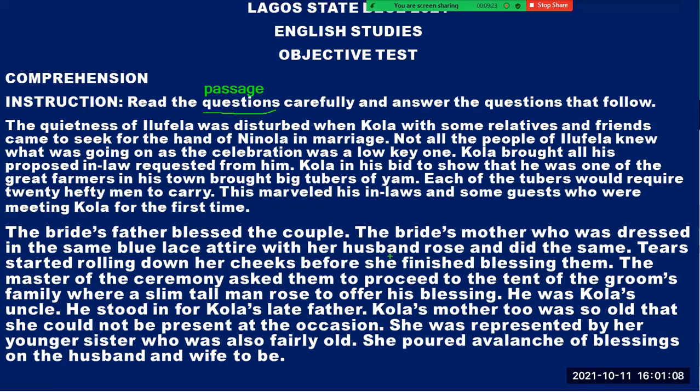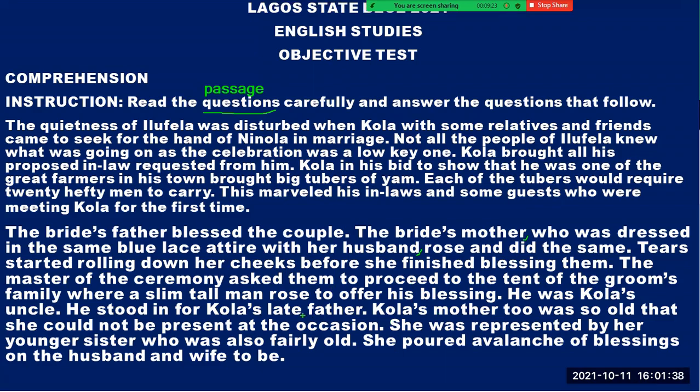The bride's mother, who was dressed in the same blue lace attire with her husband, rose and did the same. Tears started rolling down her cheeks before she finished blessing them. That was an emotional period there.